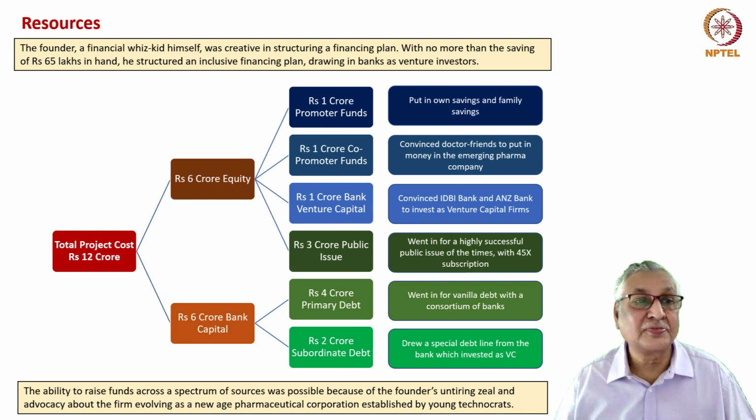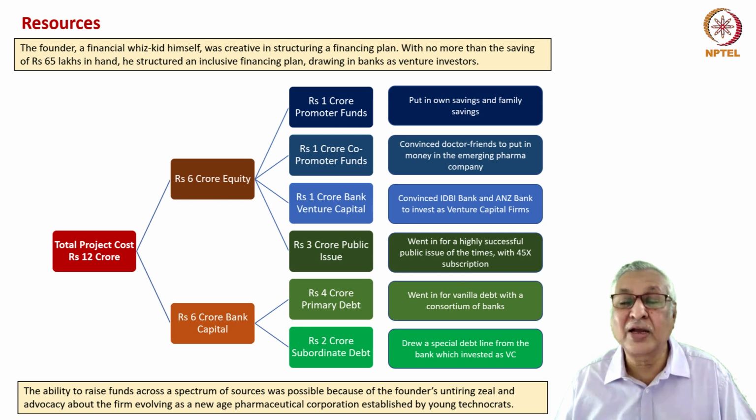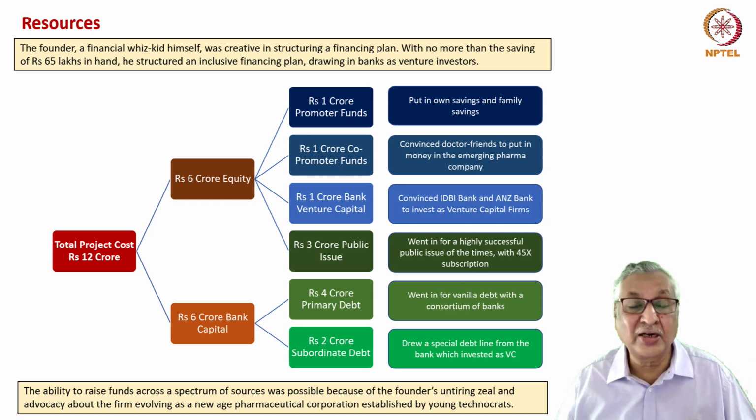Let's look at the resources. The founder, a financial wizard himself, was creative in structuring a financing plan. With no more than the savings of rupees 65 lakhs he had in hand after his overseas stint, he structured an inclusive financing plan, drawing in banks as venture investors. This was the first time that a development institution acted true to its name. Instead of investing in big companies, it acted as a venture capital partner for this company. The total project was rupees 12 crore, which was divided into 6 crore equity and 6 crore bank capital. I have modified these numbers slightly, but the overall theme remains true to the original form.